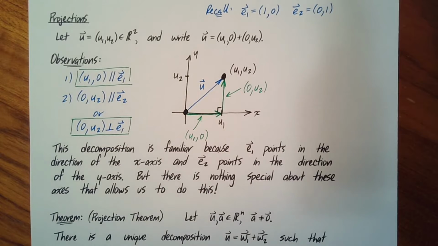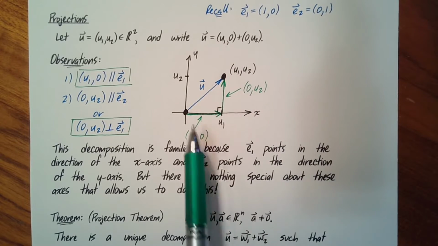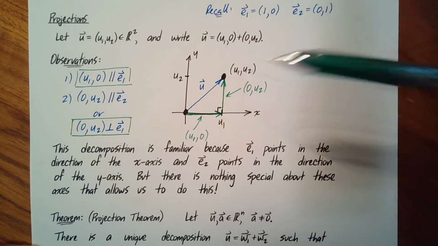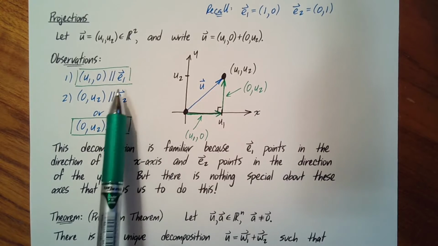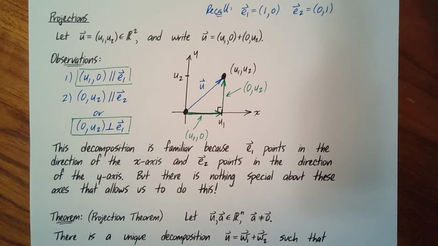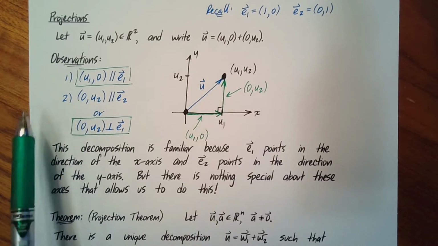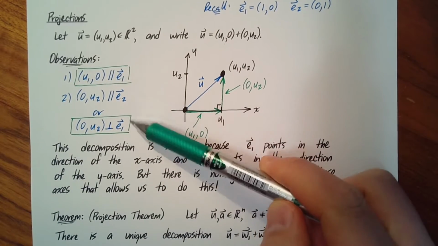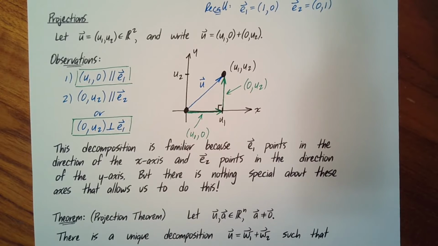But the point is, this decomposition, what were we really doing here? Really, we were just breaking up the vector u into its components, one of which points along the x-axis and one of them points along the y-axis. But there's nothing special about the x and y-axis that allows us to do this. If I were to replace the vector e1 with any other non-zero vector, it turns out I could still do this. I could still build a triangle like this and do a decomposition like this that still satisfies these two conditions.